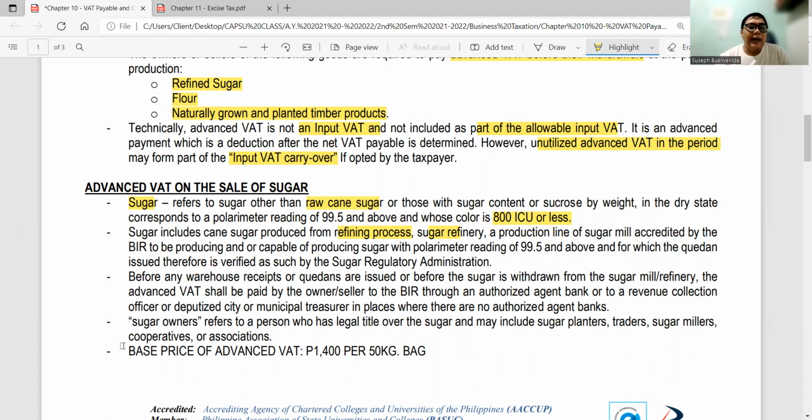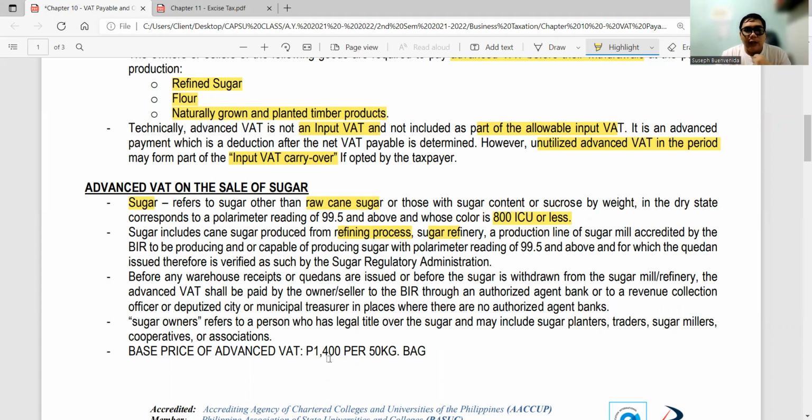Okay? So before any warehouse receipts or kidans is their term, sa mga parang nang dagko bala mga sa sugar nga industry, or before the sugar is withdrawn from the sugar mill, the advance VAT shall be paid by the owner or seller to the BIR through an authorized agent bank or revenue collection. So before siya i-withdraw dira, so before siya parang i-sell, you are required to pay an advance VAT for that sugar.